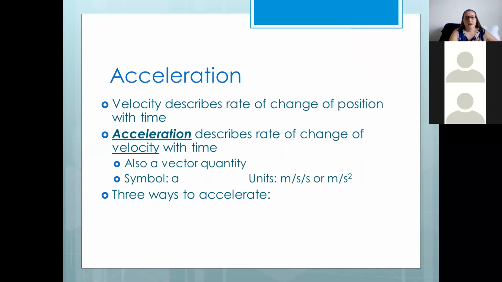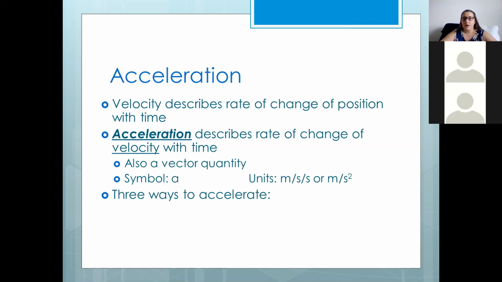Okay. So acceleration is our next step in terms of what we've been talking about so far. Position, velocity, and acceleration are all really closely connected to each other. We talked about position and velocity yesterday. Acceleration is today. And yesterday we mentioned that velocity describes the rate of change of position with time, how quickly our position is changing. Acceleration describes the rate of change of velocity with time.